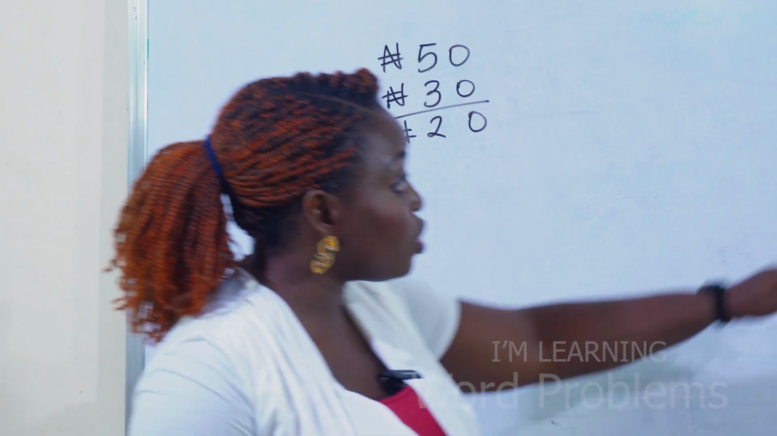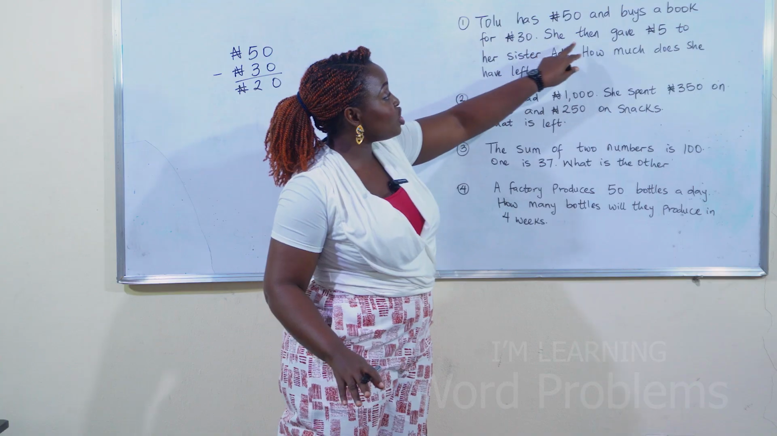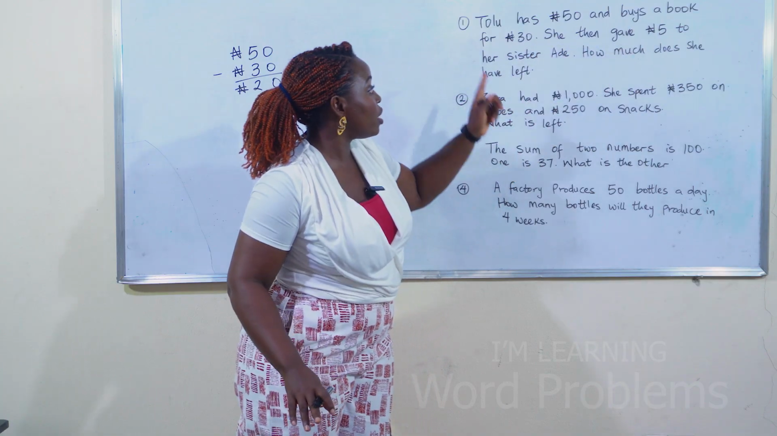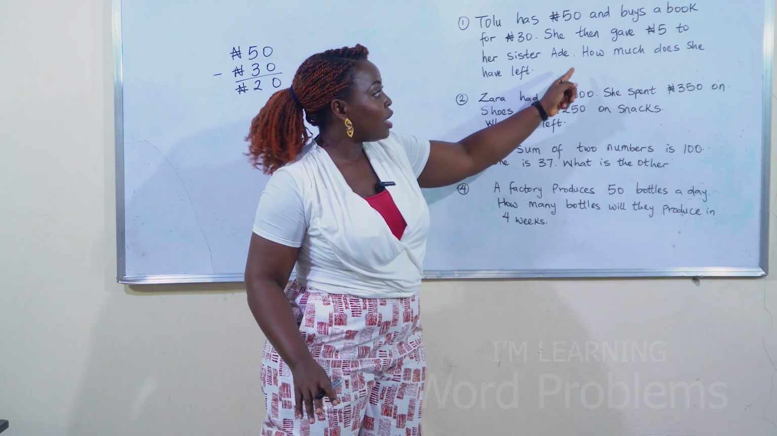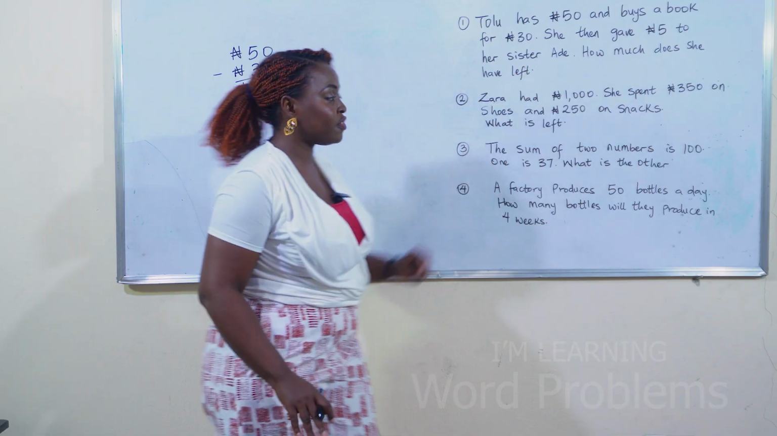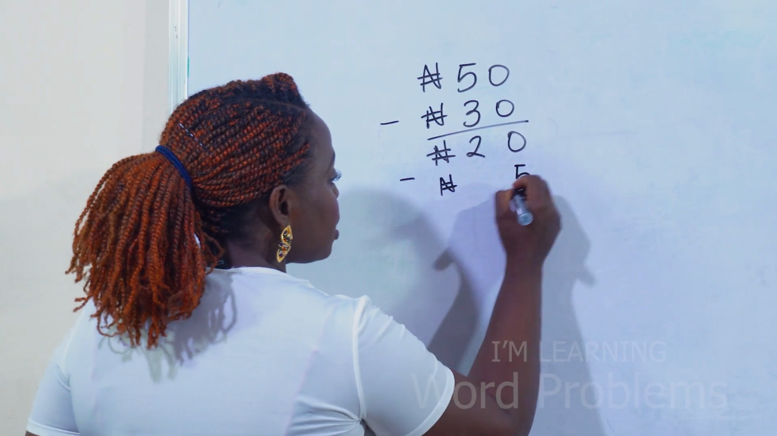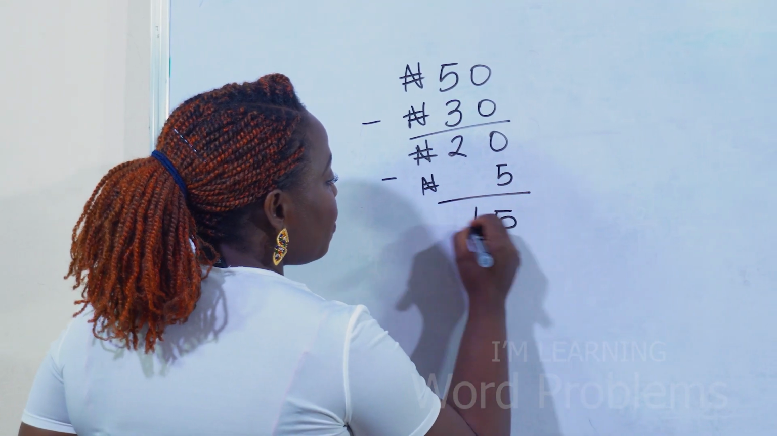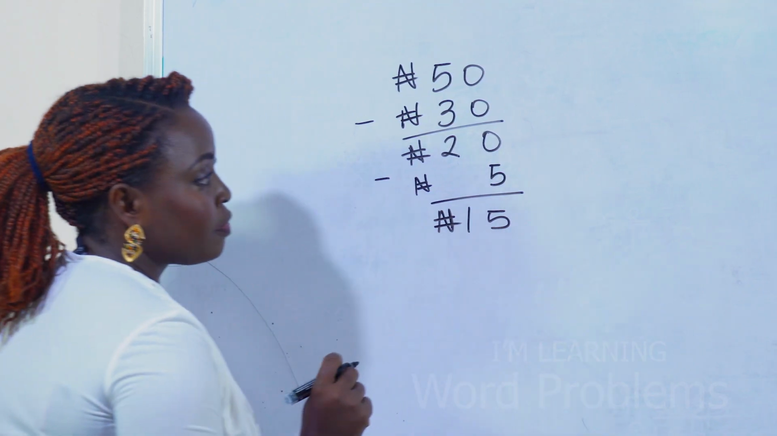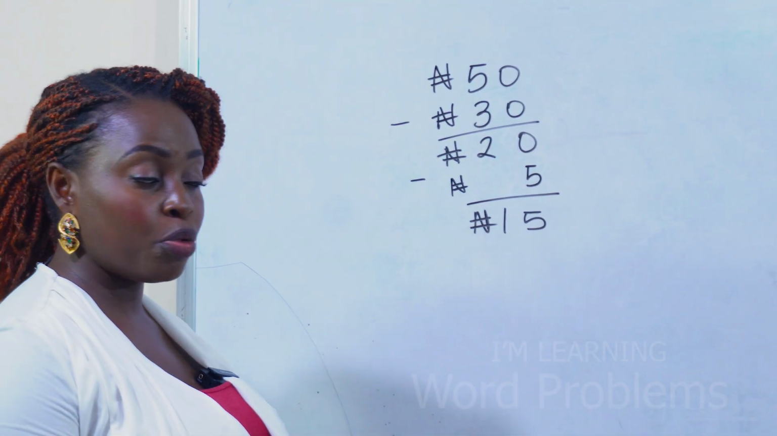But that's not the end. Look, it says she then gave 5 naira to her sister Ade. How much does she have left? So we still have to take away 5 naira from 20 to get 15 naira. That's how you solve the first word problem.